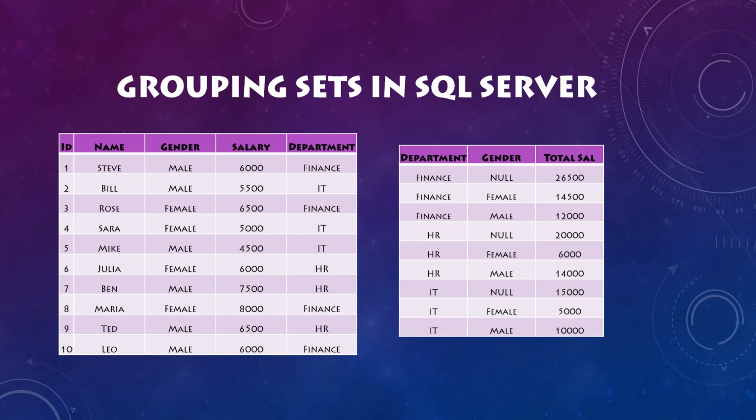In this video, we are going to see grouping sets. Let's say we have a table with ID, name, gender, salary, and department, and we have to find the salary per department, like how much we are paying to each department in our table. Also, we need to find out how much we are giving to males and females in each department. So based on this table, we have to generate this result.